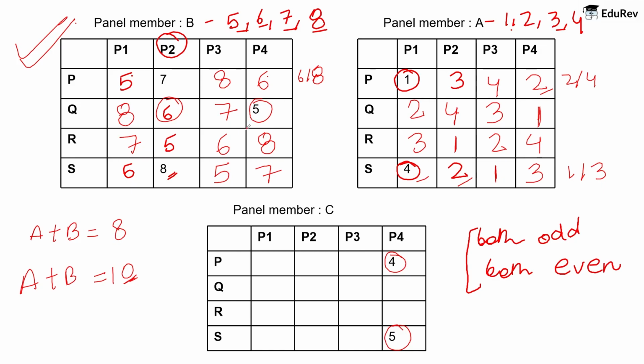Otherwise, it's correct. Now for panel member C is very easy. I have to calculate the averages. That is, I have to do A plus B by 2. So 1 plus 5 is 6 divided by 2. So 3. 3 plus 7, 10 divided by 2 is 5. Then 4 plus 8 is 12.